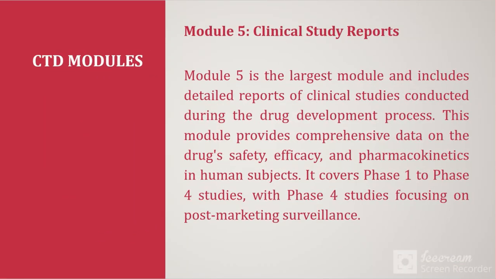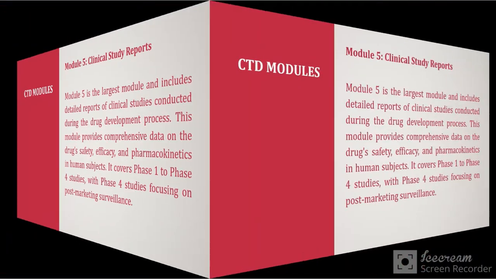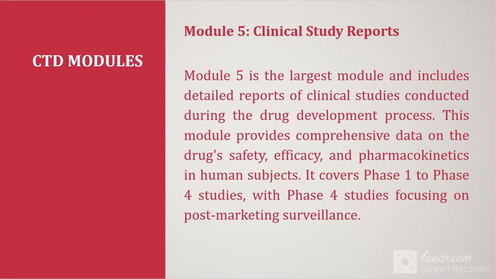Module 5. Clinical Study Reports. Module 5 is the largest module and includes detailed reports of clinical studies conducted during the drug development process. This module provides comprehensive data on the drug's safety, efficacy, and pharmacokinetics in human subjects. It covers Phase 1 to Phase 4 studies, with Phase 4 studies focusing on post-marketing surveillance.